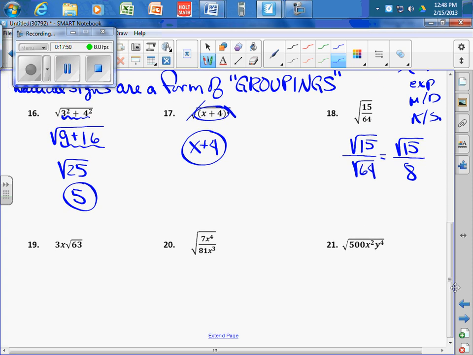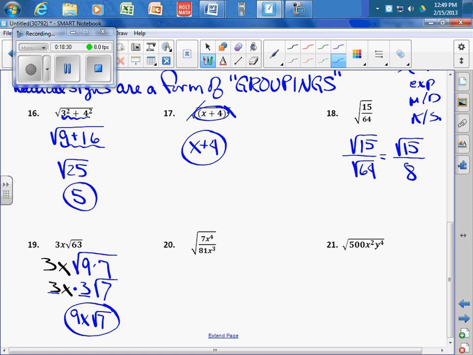Number 19, radical 63. Now, remember to bring down the 3x that we have in the first place. And radical 63 is going to be radical 9 times 7. Continue to bring down this 3x that's in front. The square root of 9 is 3, so that's times 3, and we have a radical 7 left over. Well, we can't leave the answer like this. We have to multiply this 3 times this 3, and we get 9. So our answer is 9x radical 7.